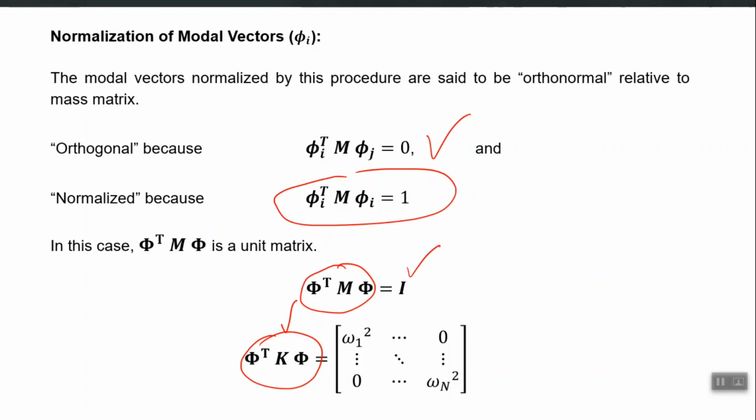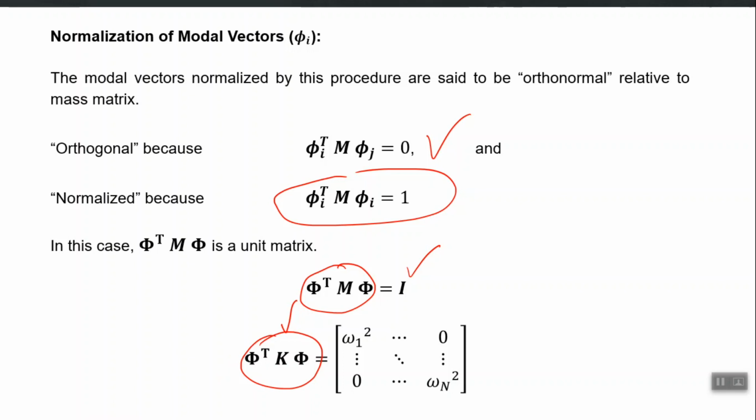So, now we are familiar with two concepts. One is called modal orthogonality, the other is called the normalization of modal vectors, and two schemes are commonly used. Although ideally you can use any scheme, as long as the shape is the same, two are most commonly used. One is that the top number is equal to 1, and the second is that the modal mass is equal to 1 for the ith mode.